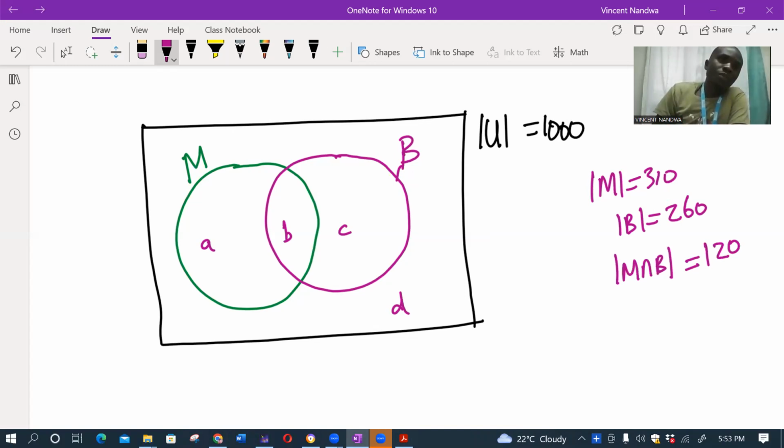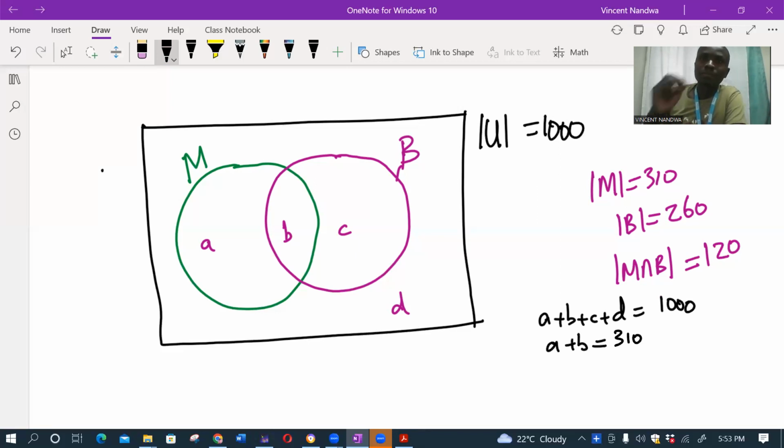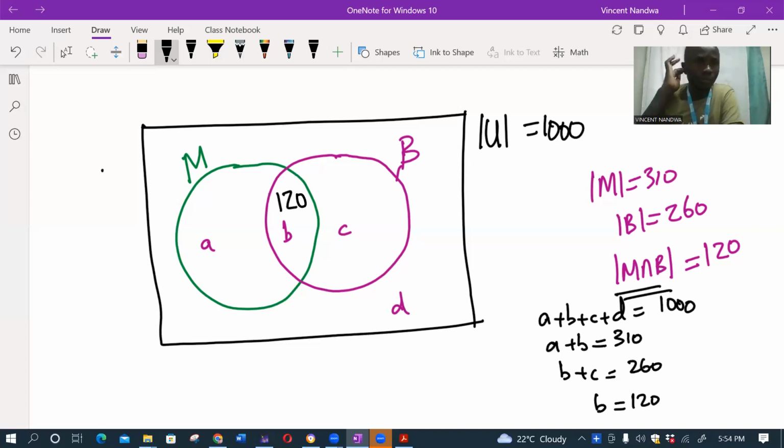So with this information, we can clearly find the values of A, B, C, and D. A plus B plus C plus D, total should be 1,000. Now, cardinality of the set M, if we take A plus B, we should get 310. If we take B plus C, we should get 260. And what is common to M and B is 120. So part B is 120. So we can comfortably write here 120.